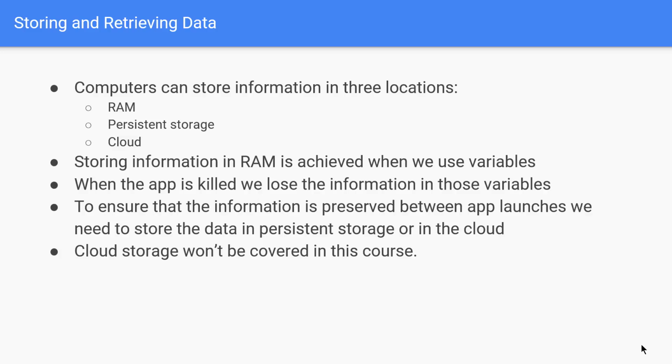Computers can store information in three basic locations: in RAM, in persistent storage such as a hard drive, or via a cloud-based storage solution. Storing information in RAM is achieved when we use variables. When the app is killed, we lose the information in those variables. To ensure that information is preserved between app launches, we need to store the data in persistent storage or in the cloud. We won't be covering cloud storage in this particular course.